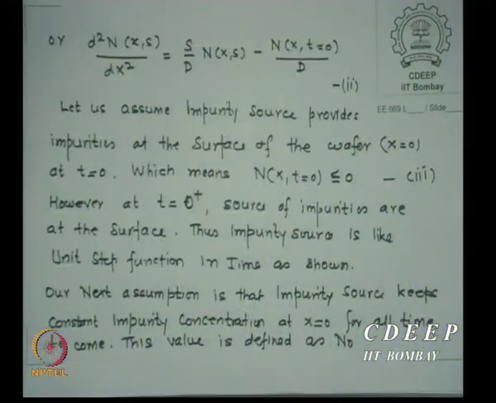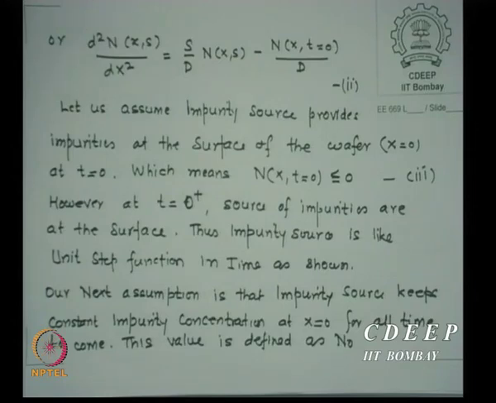It is also called an infinite source. Why? It keeps coming, there is no stopping it. So it is called either infinite source diffusion or constant source diffusion, always available, constantly, for all times.